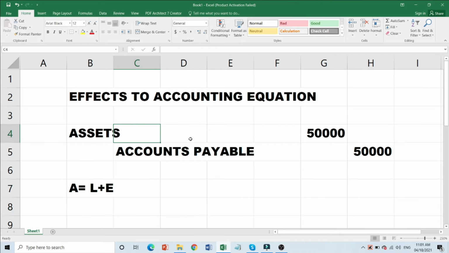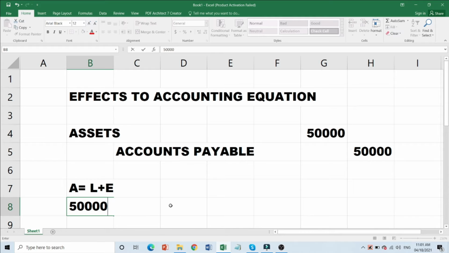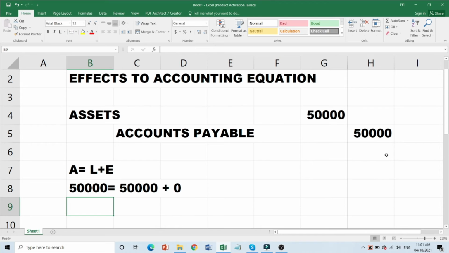Nag-increase si assets by how much? 50,000. Then, liabilities, nag-increase si liabilities by how much? 50,000. May effect po ba sa equity? So, walang effect by equity. Zero. All, assets equals liabilities plus equity, balance po tayo ng 50,000.